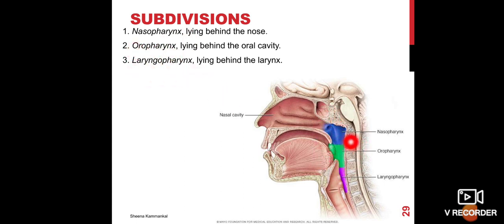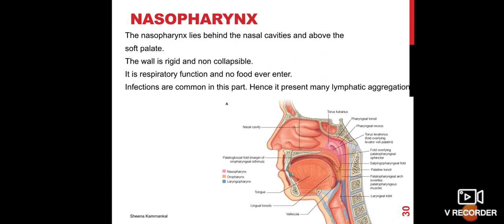They are given in three different colors. The blue shaded area is the nasopharynx, the green color is the oropharynx, and the pinkish is the laryngopharynx. We can see the structures which are present in front of each part. The nasopharynx anteriorly opens into the nasal cavity, the oropharynx into the oral cavity, and the laryngopharynx anteriorly opens into the larynx.